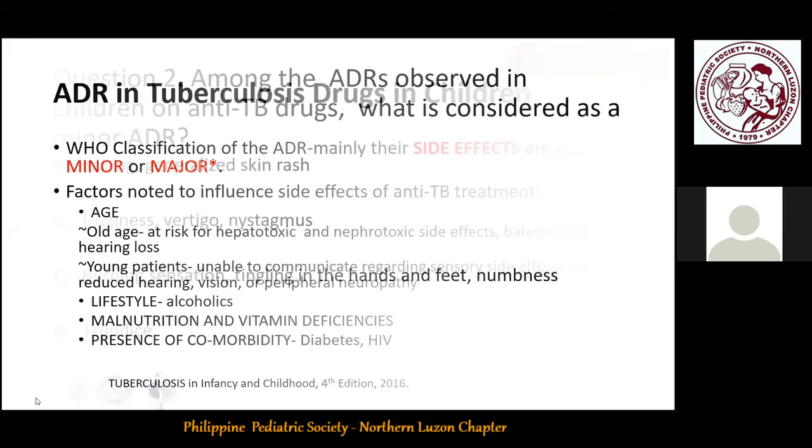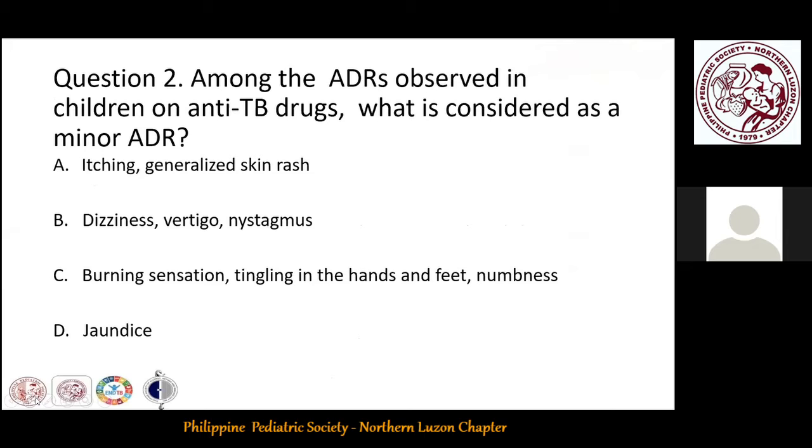So let's go on to the second question. Among the adverse drug reactions observed in children on anti-TB drugs, what is considered as a minor ADR? Please key in your answers now. 5, 4, 3, 2, and 1.